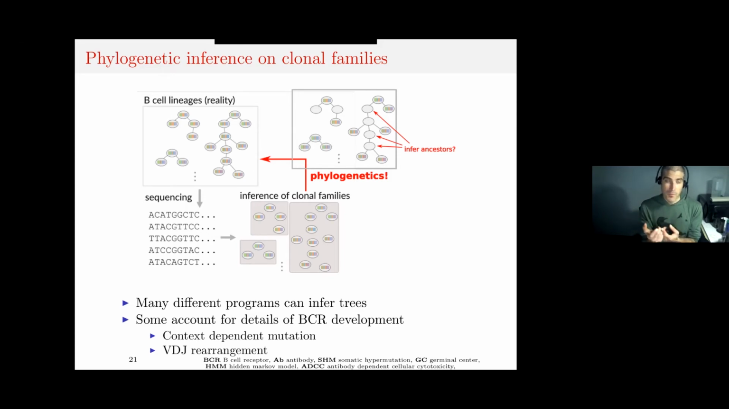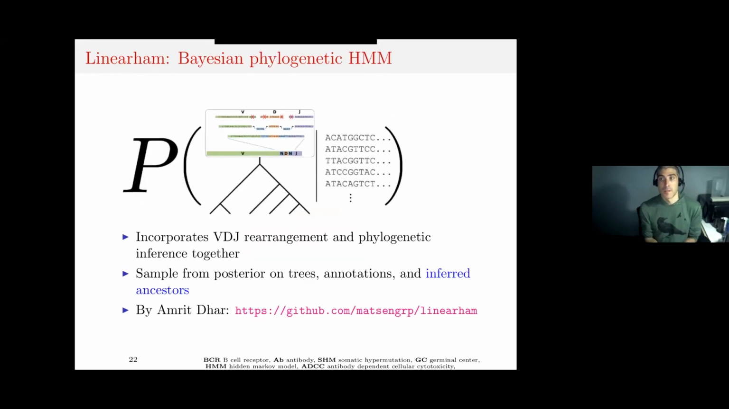And also, you usually want the program to take into account that the mutation process might be different in the V region to what it is in the J region. The program that we really like to use for this is called Linear Ham. This was written by one of our students a couple of years ago named Amrit. It's a Bayesian phylogenetic hidden Markov model. So it's using an HMM, a totally separate HMM to what partis was using. And you can hopefully tell from this picture, it's simultaneously inferring the annotation at the same time as doing trees. And because it's fully probabilistic and Bayesian, you can sample from the posterior: it's sampling from the posterior on trees and annotations and inferred ancestors. This is really useful for what I'm going to show you later.